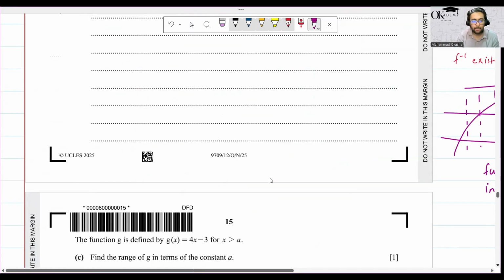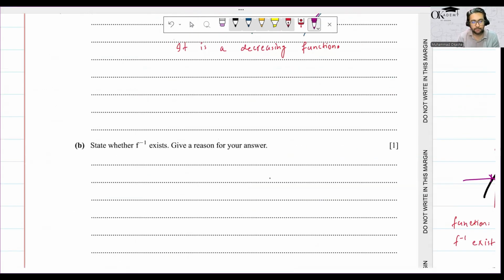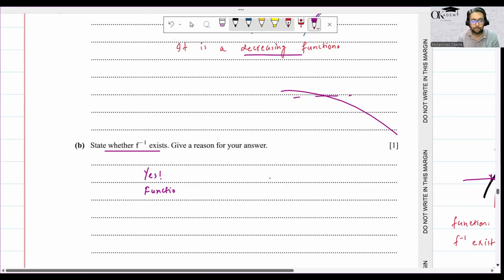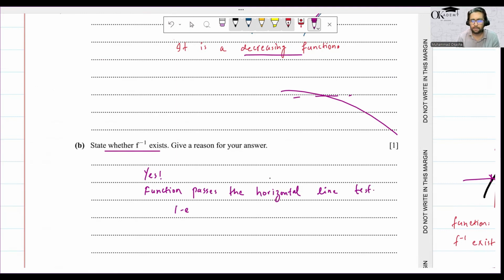Let's see. State whether f inverse of x exists. We already established in the last part this is a decreasing function which looks like this, right? So f inverse of x exists, yes, because the function passes the horizontal line test. That is, the function has a name. I think it's one-to-one function.